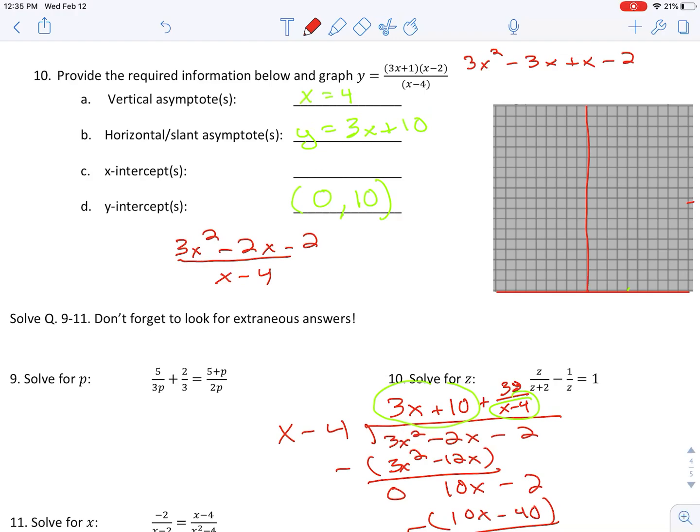So if each block was worth 2, the y-intercept would be at 5, which is really standing for 10, right? Because each block is worth 2. And then a slope of 3 would be, I could go like 6 up and 2 over, which is really 3 up and 1 over on this graph, like this. Okay, so it's going to come through here like this. And then my vertical asymptote is at 4, which is 2 blocks over.